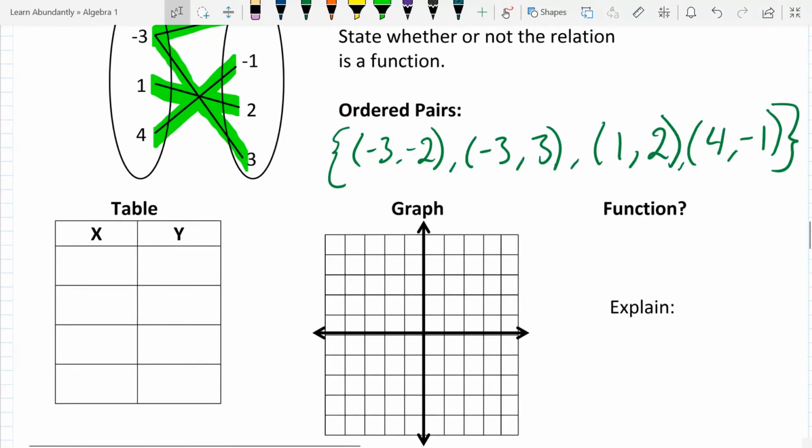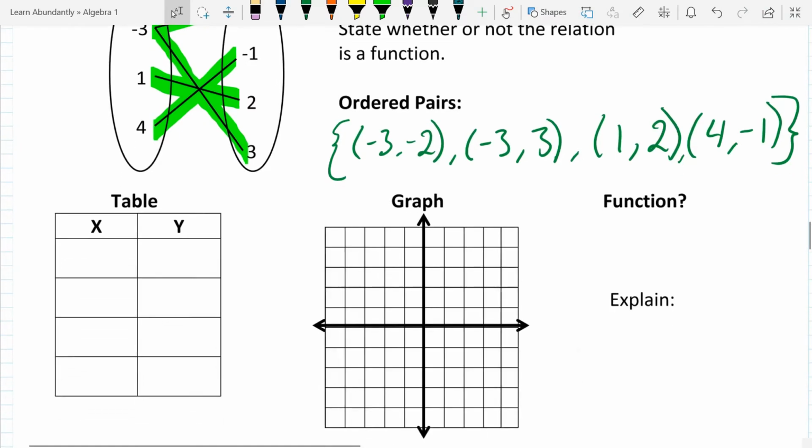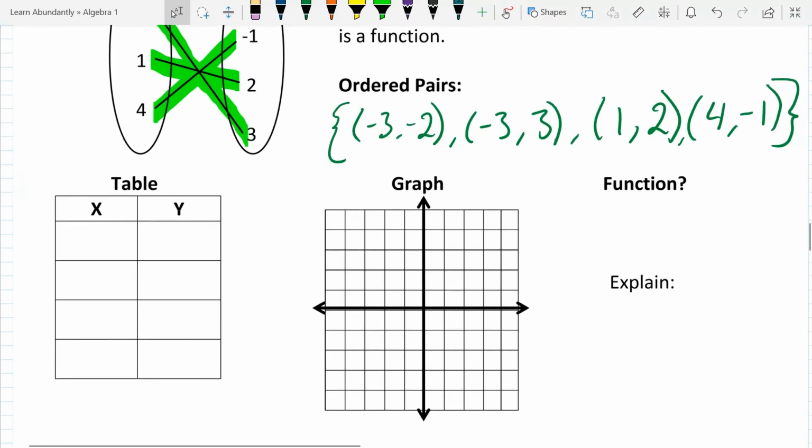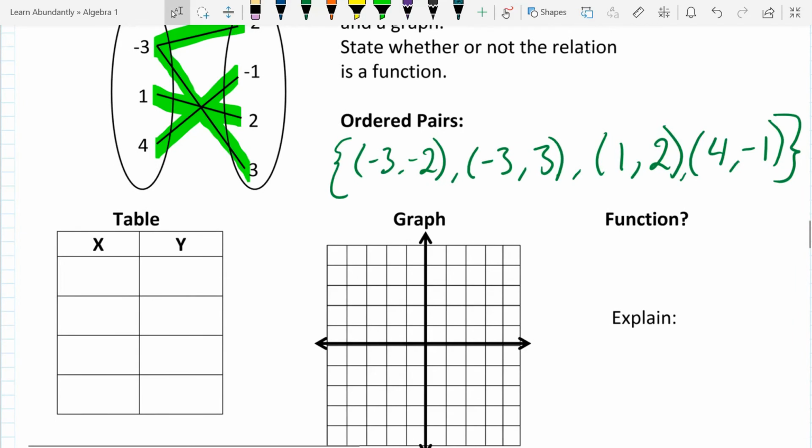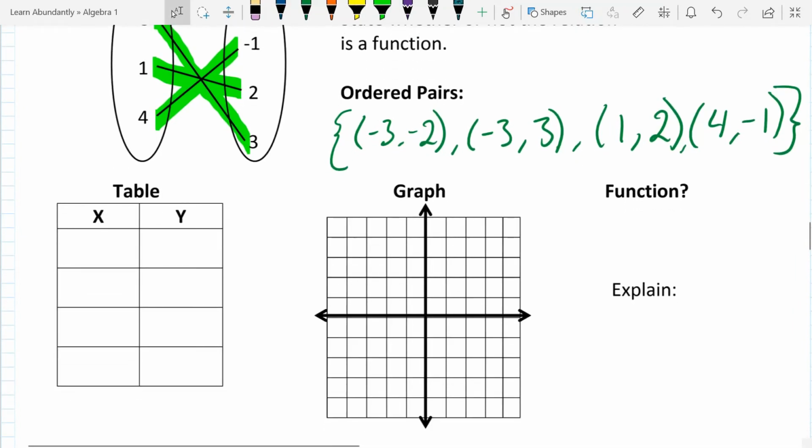Now I'm going to make a table. I'm just going to write them in the order they're in. I'm going to make sure my x's are in the right order. So it looks like my x's, because they were in the right order when I was looking at my mapping, they should be in the right order when I fill out my table. So I have -3, and then -2. I've got another -3 and a 3. When we're doing a table, we are allowed to repeat, because how else could we represent the ordered pairs? So the next one becomes 1 and a 2. And lastly, 4, -1.